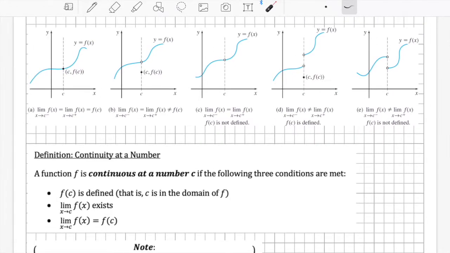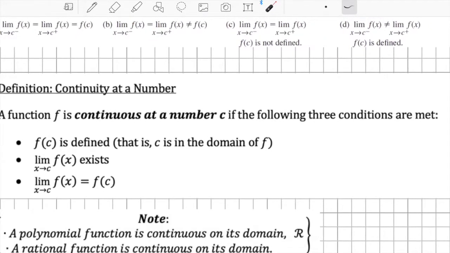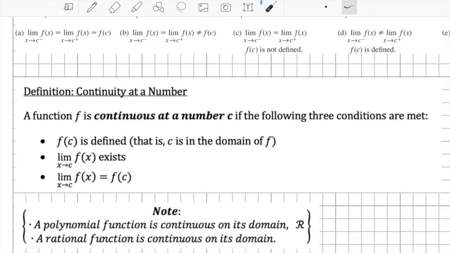Now, let's look at the definition of continuity. The definition of continuity says this: a function f is continuous at a number c if the following 3 conditions are met. It has to be all 3 conditions. First one, f of c is defined. That is, c is in the domain of f. So yes, it's in the graph. There's no holes, there's no breaks, nothing. It is defined.